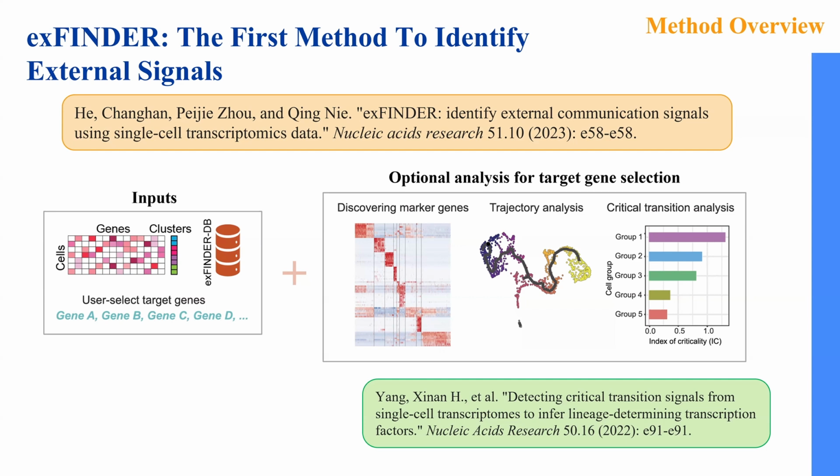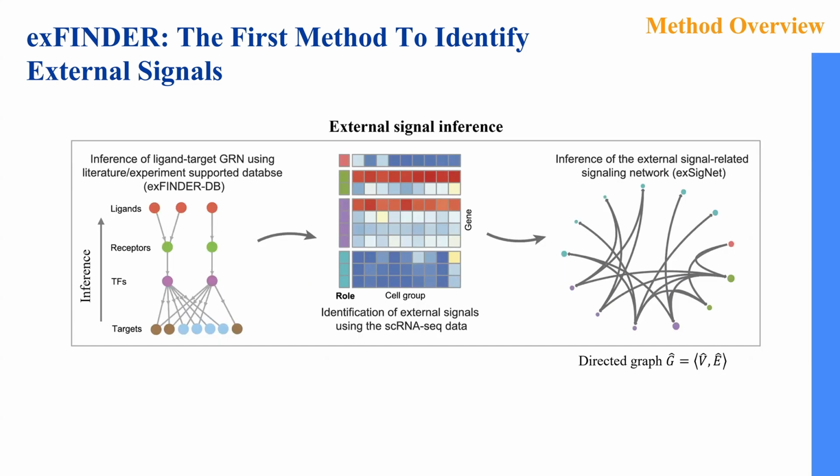After we have those inputs set up, first we infer the network from the bottom to the top. We have the targets, and we have the database. Then we find their corresponding TFs that can activate those targets, then we find the receptors, and then we find the ligands. This step uses only the database; we are not using the single cell data. We just have this structure, which is basically a graph.